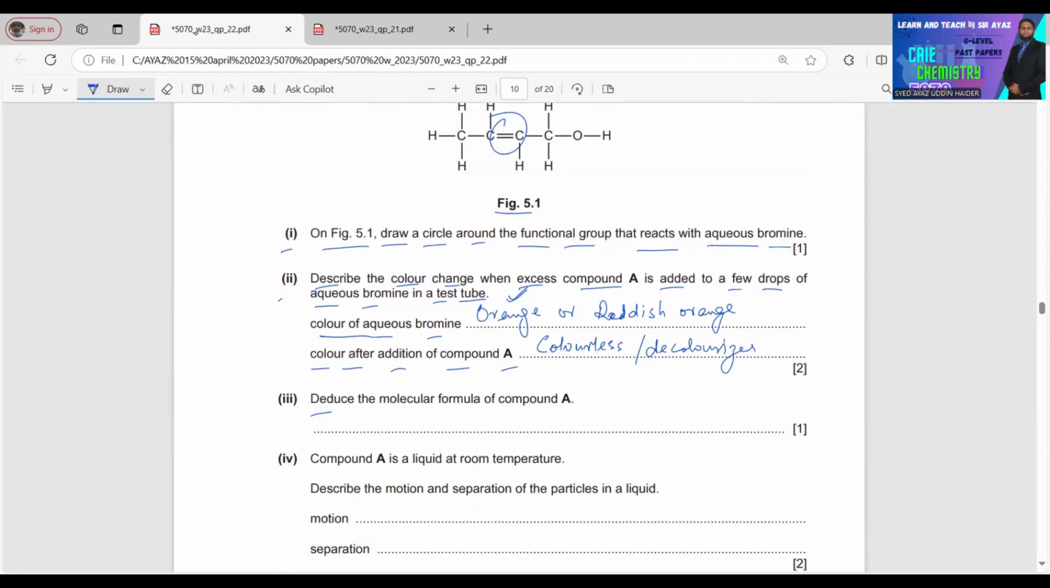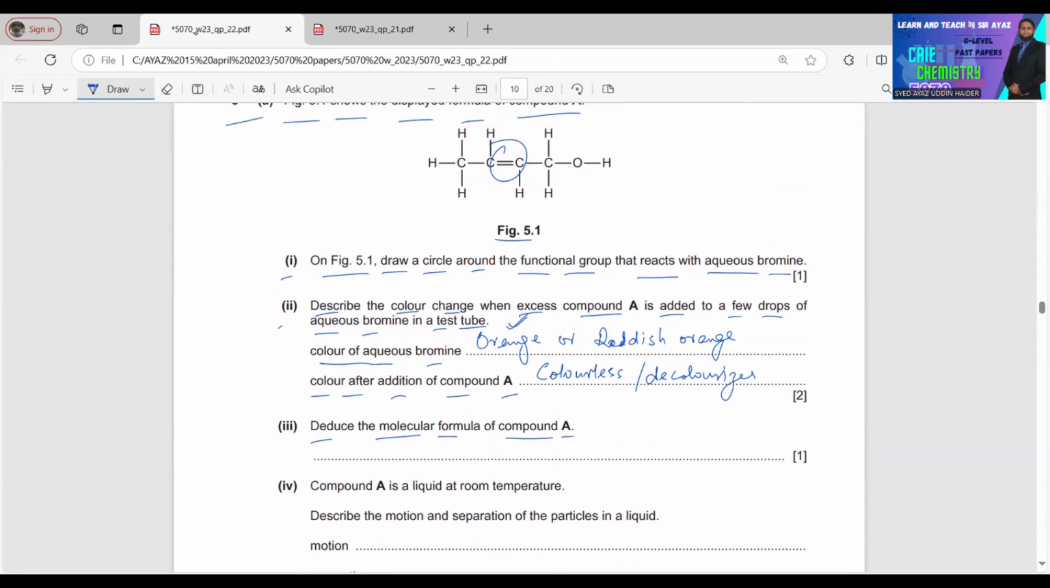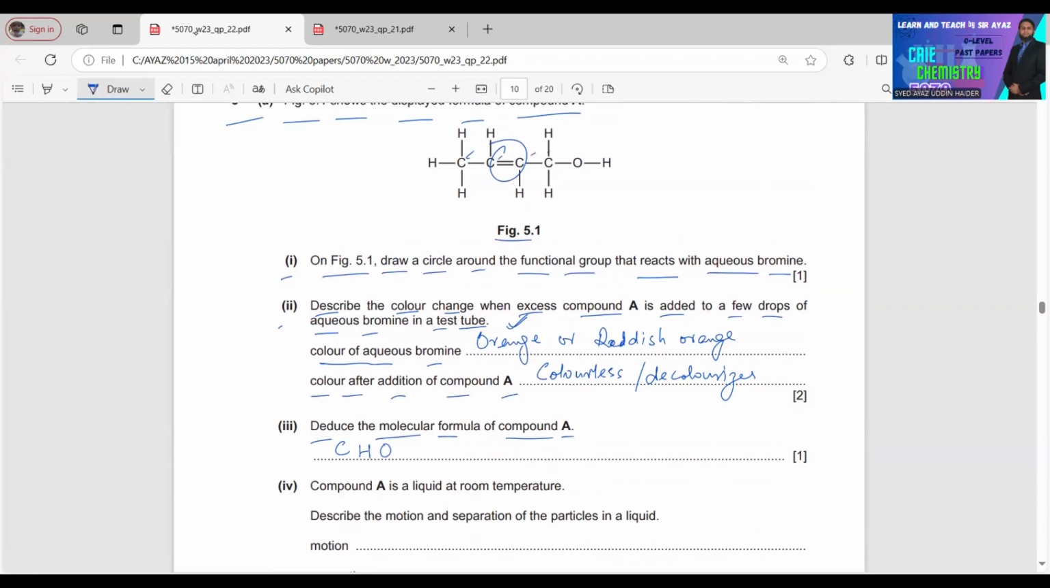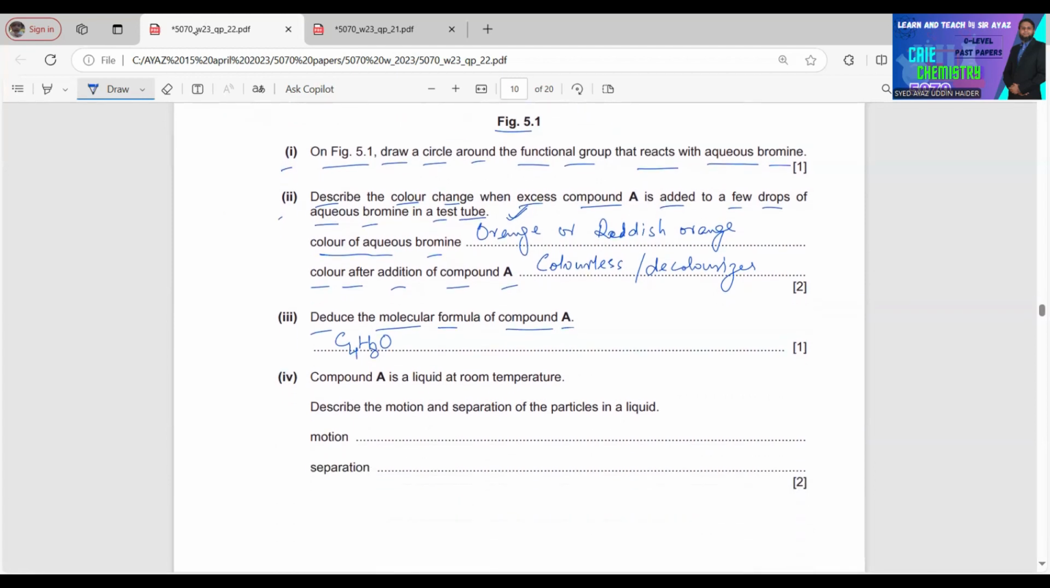Part 3, deduce the molecular formula of compound A. Now, molecular formula of compound A, we are having carbon atoms here, hydrogen and oxygen. Let's count the number of atoms. Carbon 1, 2, 3, 4. So I'll write C4 here. What about hydrogen? 1, 2, 3, 4, 5, 6, 7, 8. So I will write H8. Oxygen, only one. So C4H8O will be the final formula.